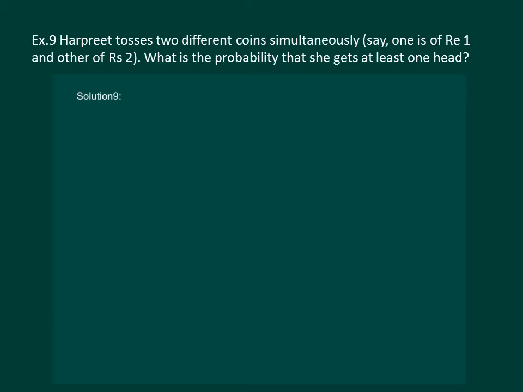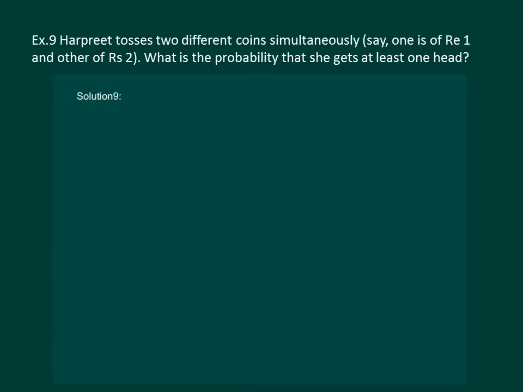Let us read the question. Harpreet tosses two different coins simultaneously. Say one coin is of rupee 1 and the other is of rupee 2. What is the probability that she gets at least one head?